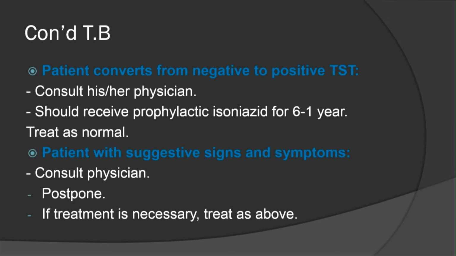Now, the patient who converts from negative to positive on the tuberculosis skin test. For example, the patient may have suggestive signs and symptoms, and we do the tuberculosis skin test and it changes from negative to positive. That means we suspect the patient might be infected. So in this case, we have to consult his physician, and since there is suspicion that the patient might develop pulmonary TB, we give prophylactic isoniazid for 6 months to 1 year to prevent the disease, and then we can give the patient normal dental treatment.